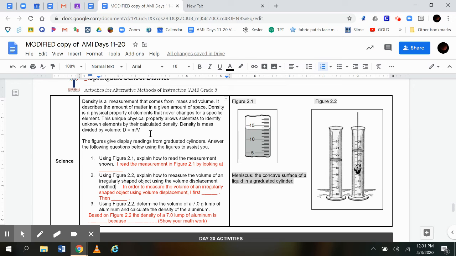Density is mass divided by volume. There's your formula. D equals m divided by v. The figures give display readings from graduated cylinders. Answer the following questions below using the figures to assist you. So there you have it.